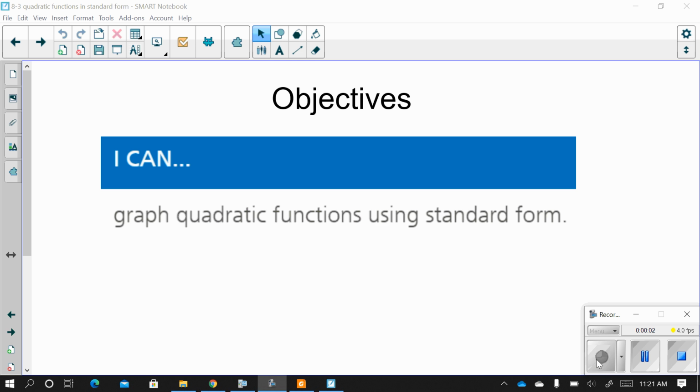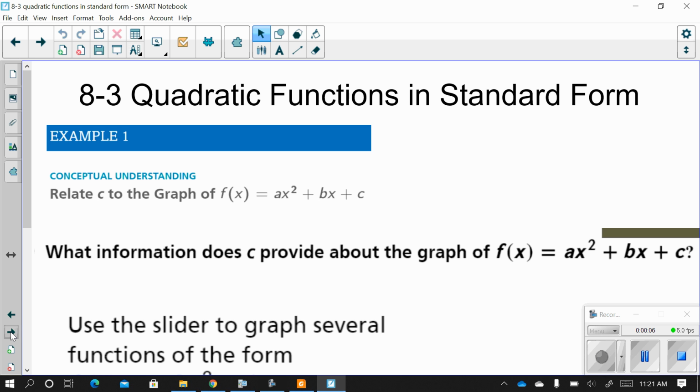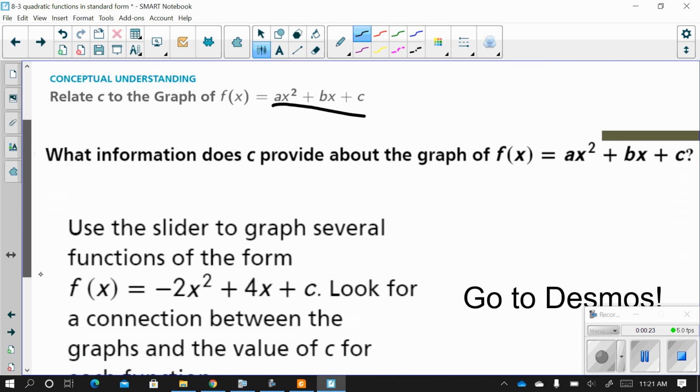Okay, objectives for this lesson, we're going to graph quadratic functions using standard form. This is 8-3, quadratic functions in standard form. Standard form is the equation ax squared plus bx plus c. And we're going to look at what c does. What information does c provide about standard form?